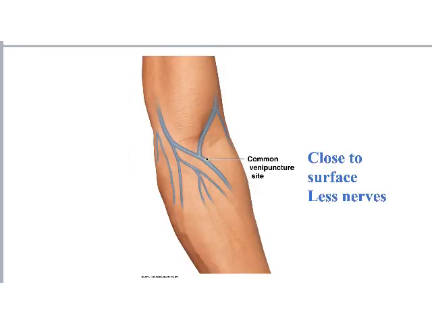I'm just showing this for the nurses, we were talking about that common site where you would put an IV or draw blood in the antecubital fossa. There are fewer nerves in this central area, and there are larger veins that are closer to the surface. So that's a common place where we like to stick a needle.